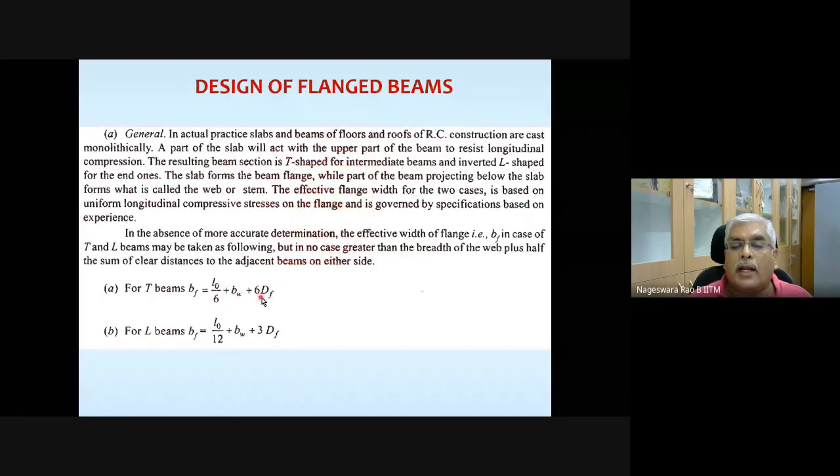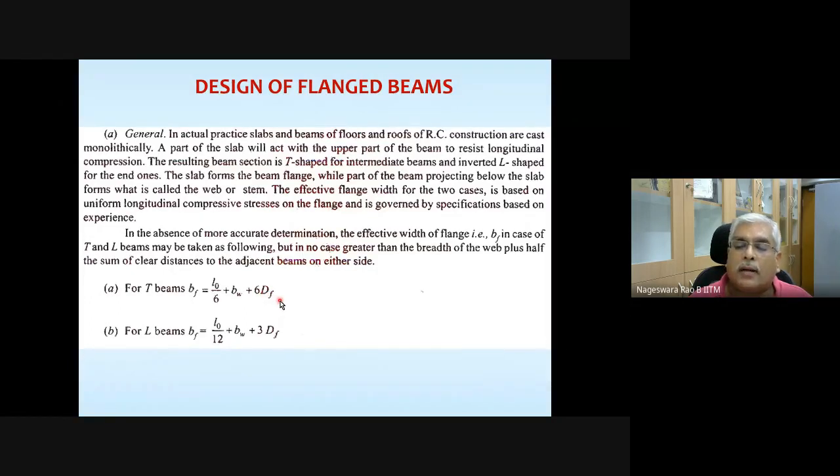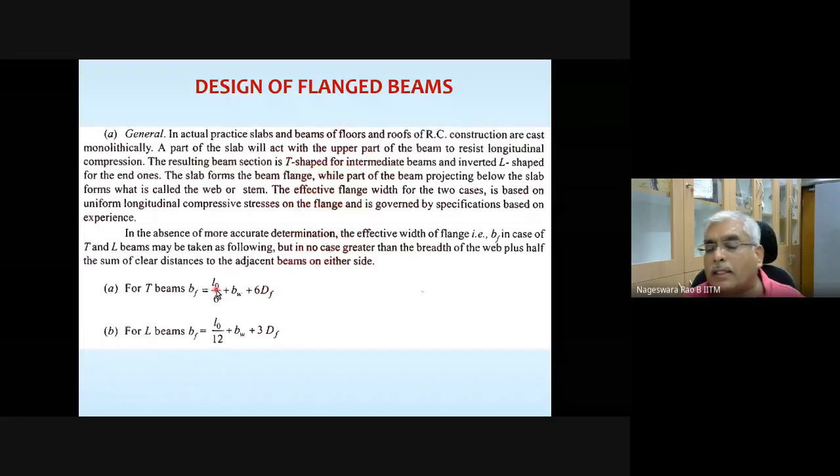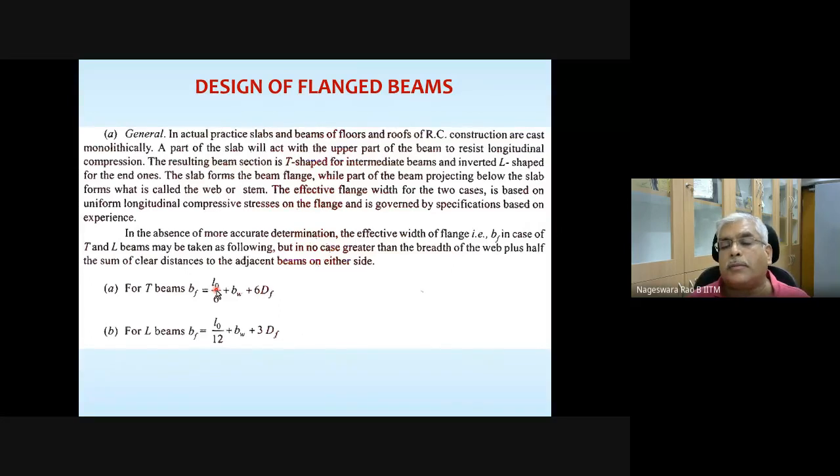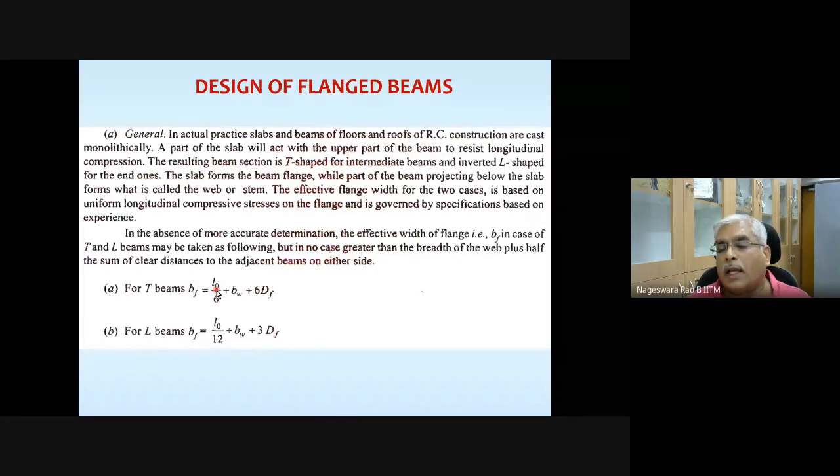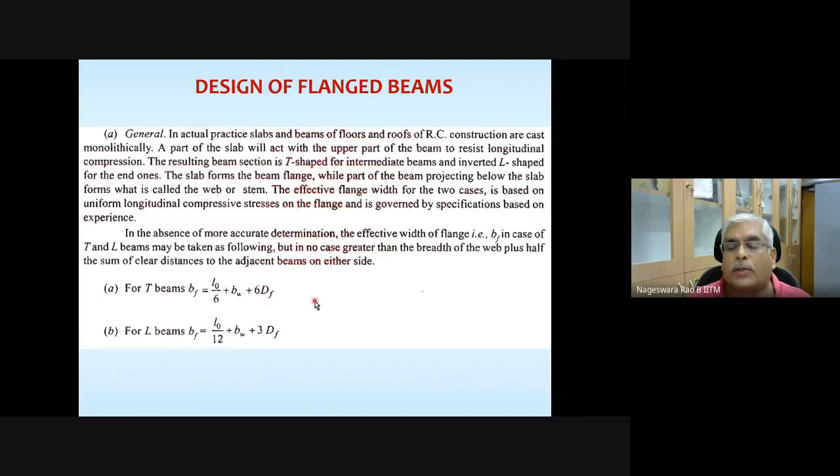Okay. And capital DF is nothing but the depth of the flange, the overall depth of the flange, and L naught is the distance between the points of contraflexion along the length of the beam. So we will see that. I will show you in the code book as well. So this is how the width of the flange is going to be decided once the floor system layout is given to you.